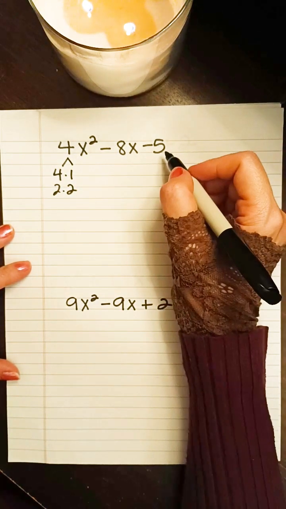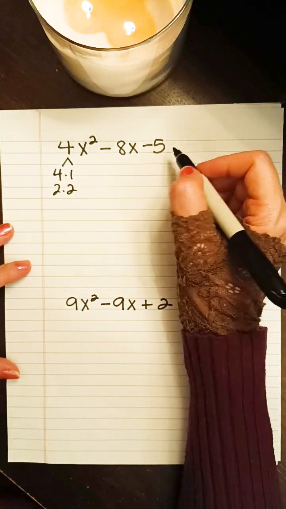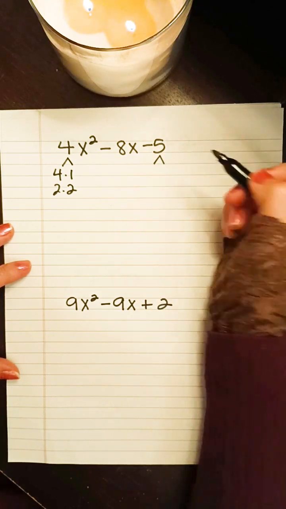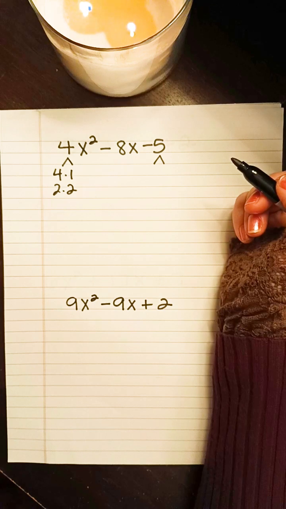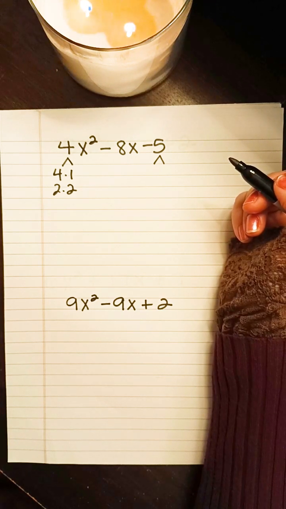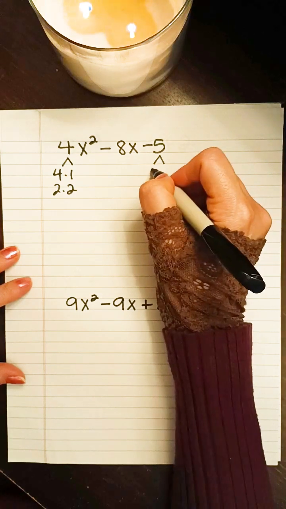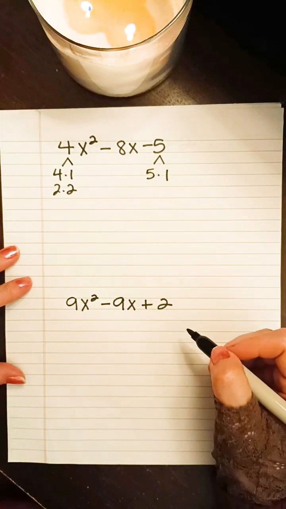And then I write down factors of my C term, numbers that multiply to be 5. I'm not worried about negative signs right now. I kind of just ignore negative signs for now. I'm just going to think of everything as positive. So it's just 5 times 1.